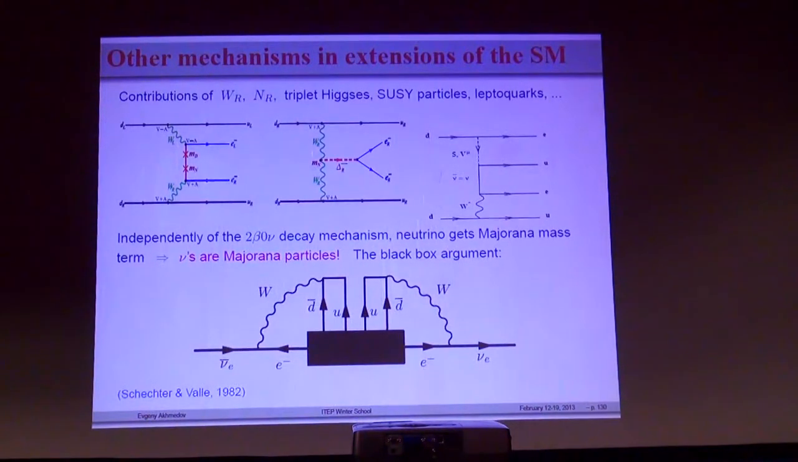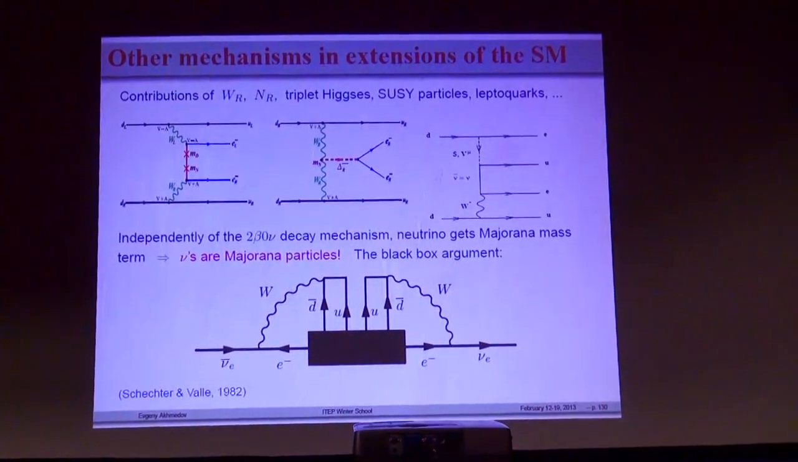Now, of course, in many extensions of the standard model, there are different mechanisms for the neutrinoless double beta decay. And some of them are shown here. For example, in the left-right symmetric model, there may be a triplet Higgs, which can be produced here and then emit two leptons. There may be some leptoquarks, supersymmetric particles, so there are many possibilities for that. And in some of them, you don't see a contribution of the Majorana mass here. So the question is, can these processes take place without the neutrino having a Majorana mass, and therefore without the neutrino being a Majorana particle?